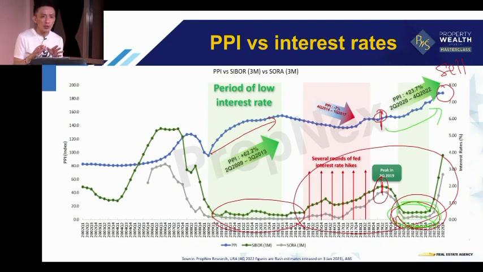Why can I be confident to tell you? Because it's historical data. Every time the interest rate falls, the next thing that happens will be the property price. So if you are smart enough, if you really want to understand and learn more, how do you actually know when is the right time? You need to be in the game to understand this. That's why I buy property.